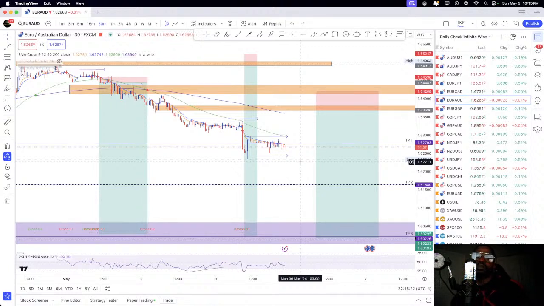Okay, so you just copy those exact coordinates. Head over to your chart. Locate Euro AUD. Make sure your risk is appropriate.